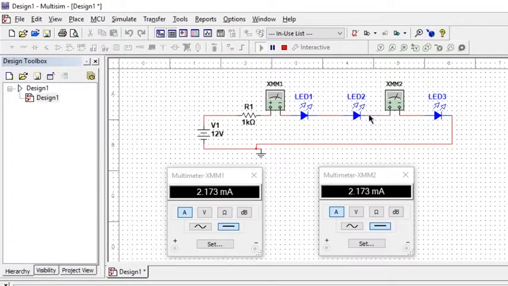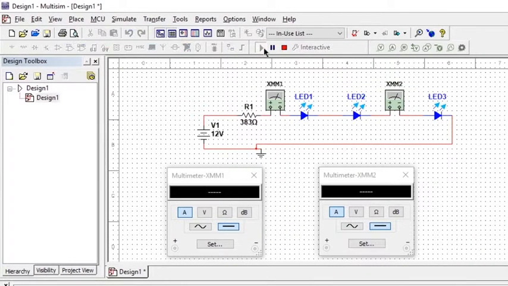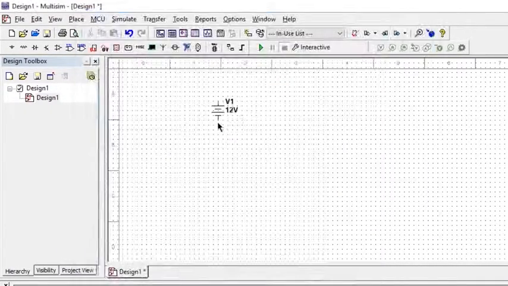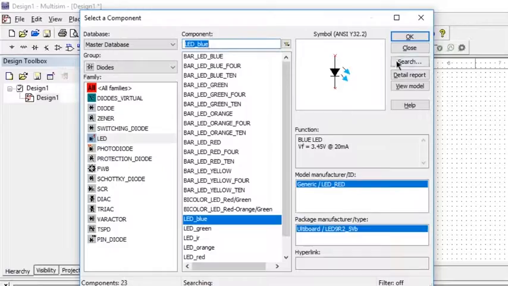Let me decrease the resistor value to check if the current increases. And yes, the current increased. Now we can see that all the three LEDs glow, through which the same current flows. In order to make components parallel, connect the ends of both components to each other.